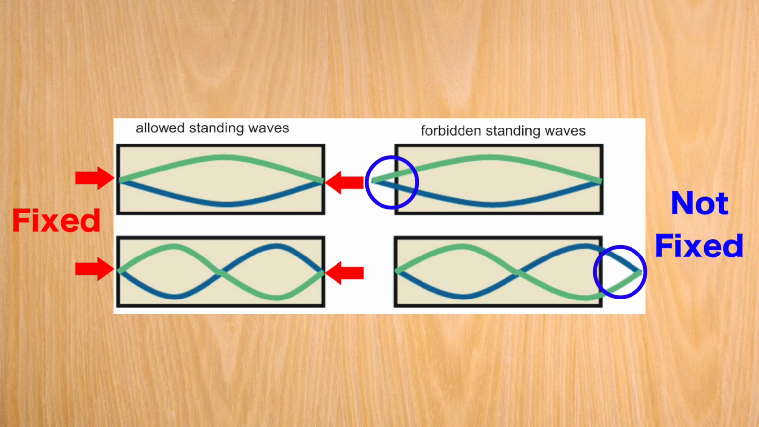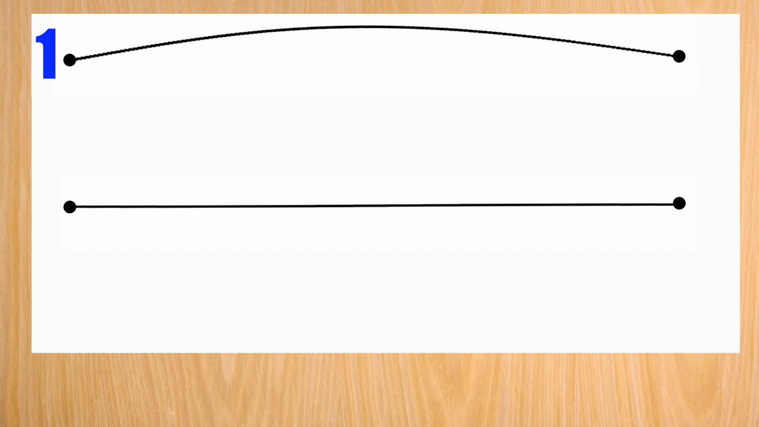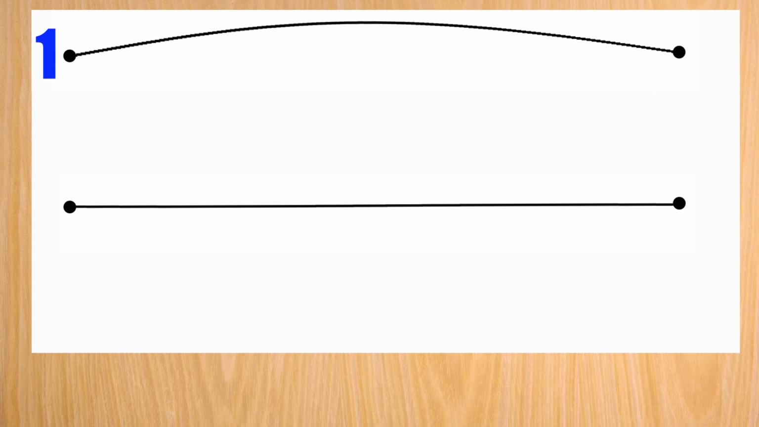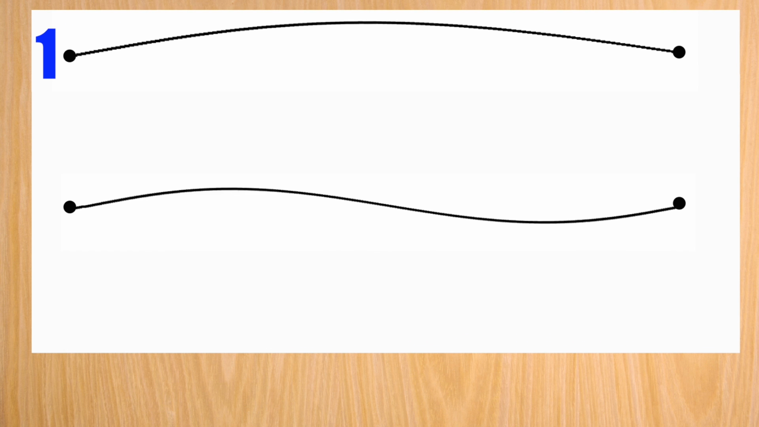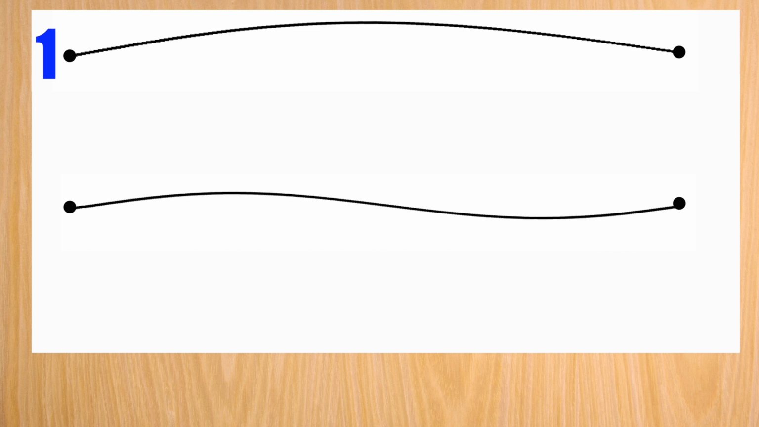If the only rule is that the ends of the string are fixed, it sounds like we can form a lot of different standing waves. What's the easiest one we can make? Okay, let's have the whole string vibrate, kind of like a jump rope, and have the two ends stay fixed. What does that sound like? Alright, what would the next simplest standing wave look like? Instead of one bump, let's make a wave with two bumps, like this. What does that sound like?